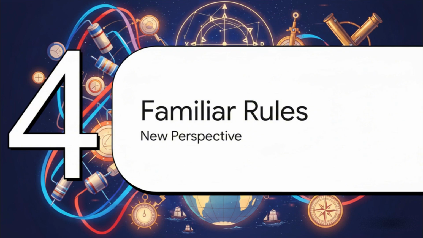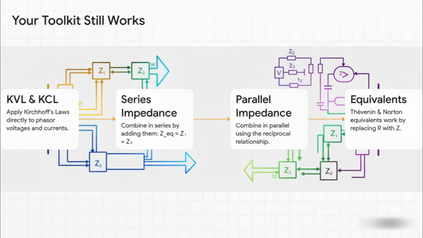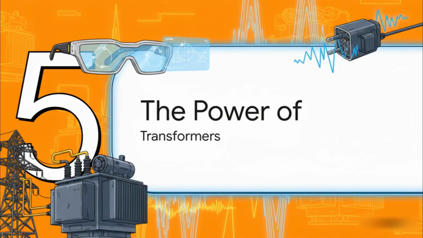So the components look a little different, sure, but here's the absolute best part. Even though we're in this new world, we don't need a new map. All the old rules of circuit analysis still apply. And I'm serious, your entire circuit analysis toolkit is still totally valid. Kirchhoff's laws work with phasors. Combining components in series or parallel, you just add up the impedances, Z, instead of the resistances, R. Even the more advanced stuff, like finding Thevenin and Norton equivalents, works exactly the same way. All you do is swap out R for Z. How cool is that?